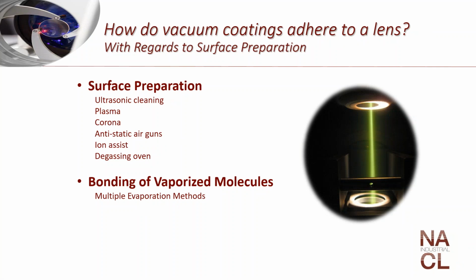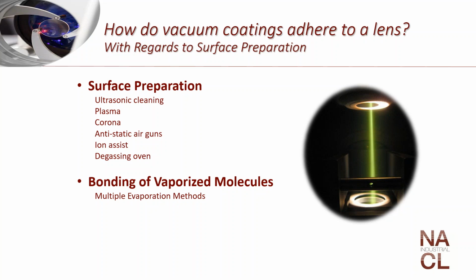So another question that we got a few different ways of asking it was, how do vacuum coatings adhere to a lens? We got this question in so many varieties of ways that we kind of broke it into two separate slides. So with regards to surface preparation, what we have to do to promote good adhesion prior to introducing an optic into our vacuum chamber is ultrasonic cleaning. This is vital to pretty much any vacuum applied coating.